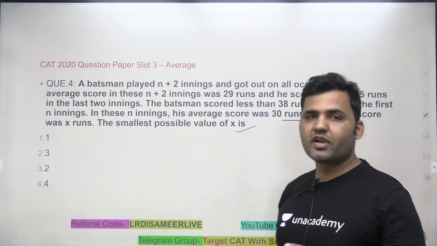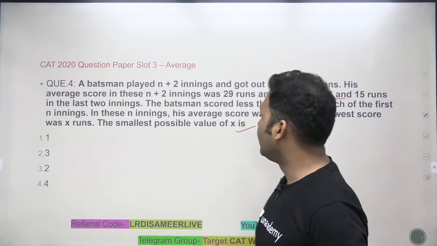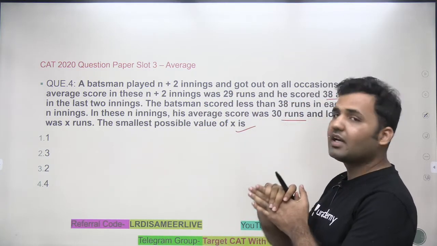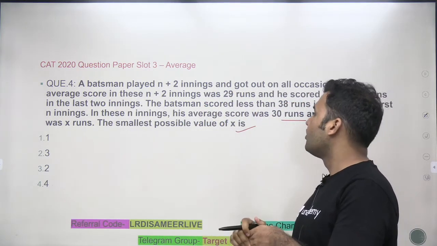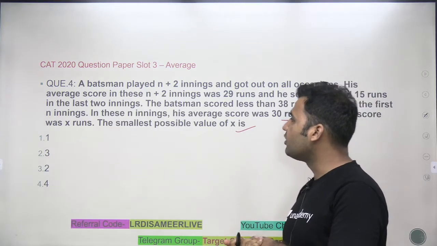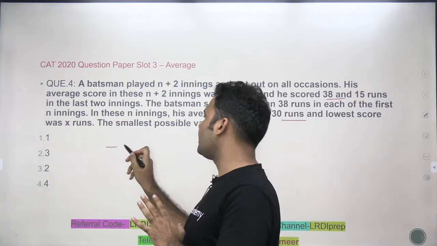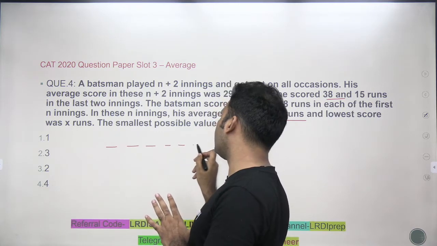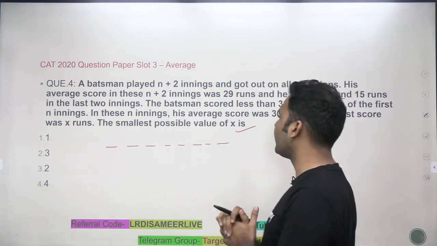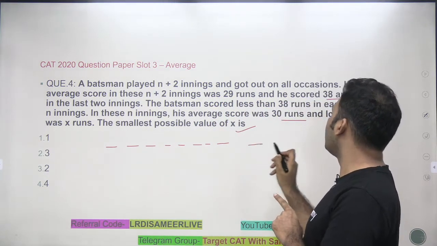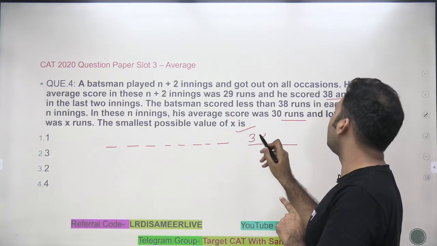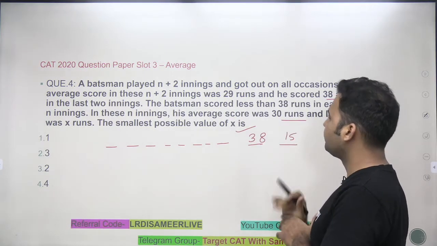Seems to be a quite difficult question, right? At first glance, but actually it's an easy one. What you need to do is find out the value of N. See that we have some N innings. We do not know what the value of N is here, right? Whatever the value of N is, in the last 2 innings, the batsman is scoring 38 and 15 runs, right?